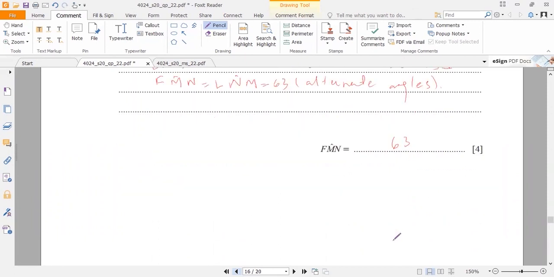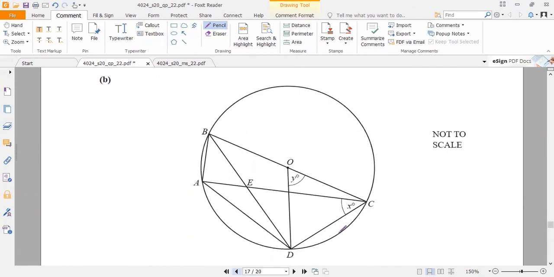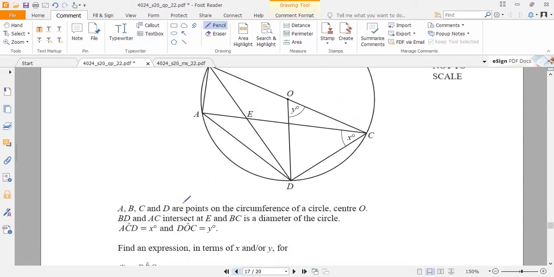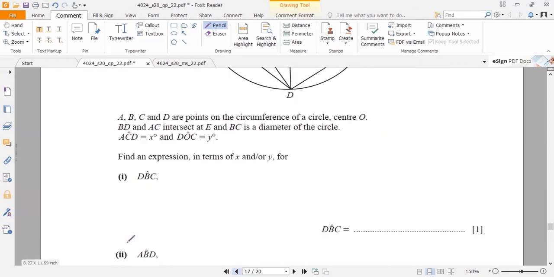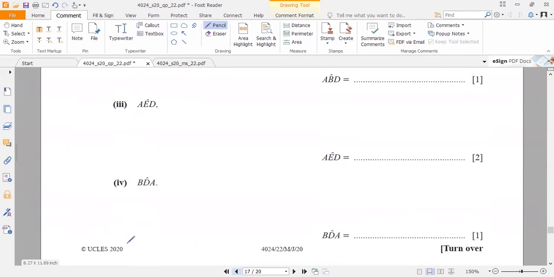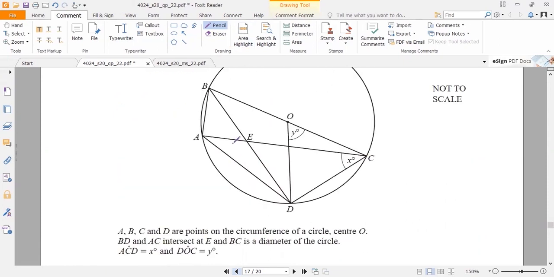Now come to part B. Here we need to find out some of the values, that is, we have this diagram and we need to find out some of the angles DBC, ABD, AED, and BD. Let's start with the angle DBC. And we need to give the answer in terms of X and Y. So the angle DBC is this one.